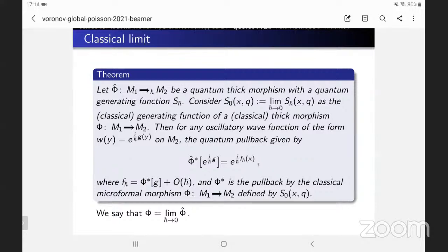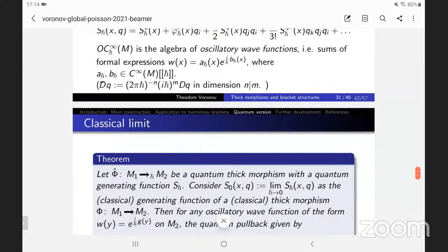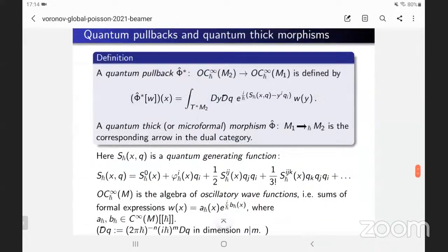Ted? Yeah. Just a naive question. So your integrals are defined as some kind of expansion, like a steepest descent expansion, right? What is that? That's the definition of your integral. Right. Yes, because H is a formal parameter. Yeah, yeah. So okay, thank you.